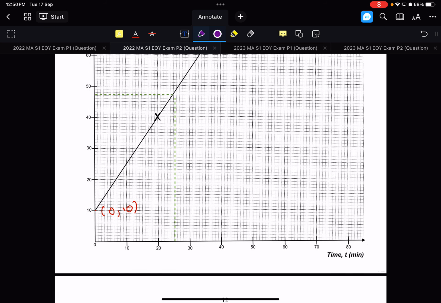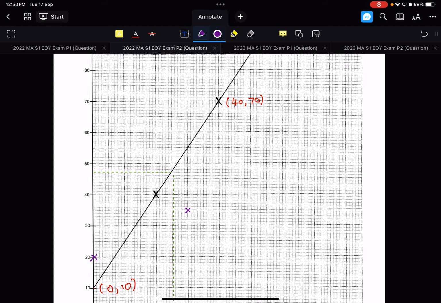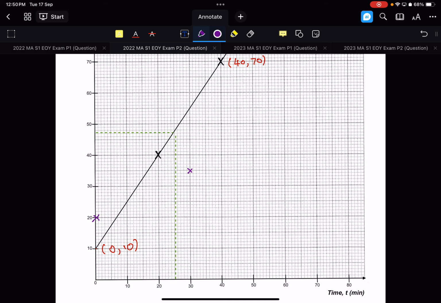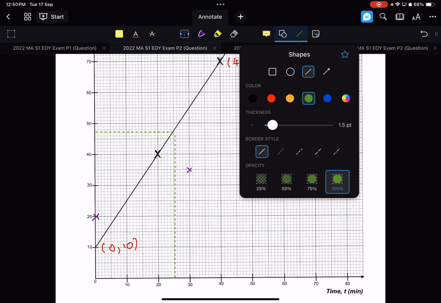Right? So plant B starts from here at 20, and then at 30, it is at 35, so 30, 35 is over here, right? At 60 minutes, plant B is at 50. Over here. Let's double check. Okay, looks good. So let's join them with the line. Okay, I use a solid line here.